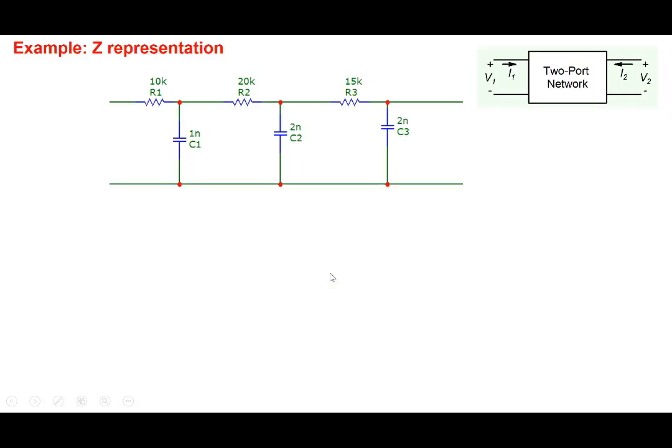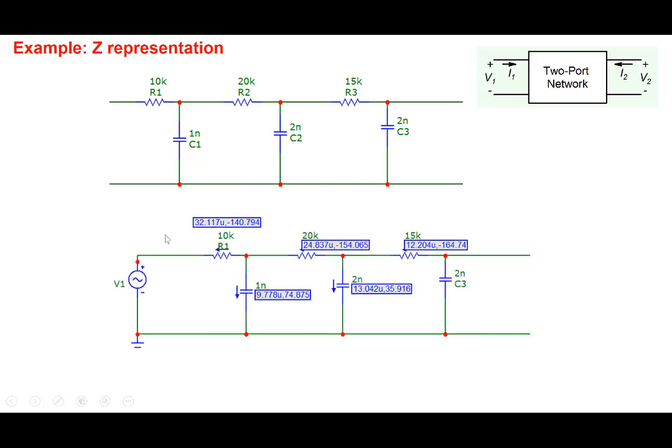All right, let's look at an example. Let's say we have this RC network, and we would like to represent it in the form of Z parameters. Of course, as I said, you can analyze the circuit and determine Z11, Z12, Z21 and so on, but here I'm taking more of an experimental, or simulation, approach. We keep the output open circuit, and we apply a voltage here.